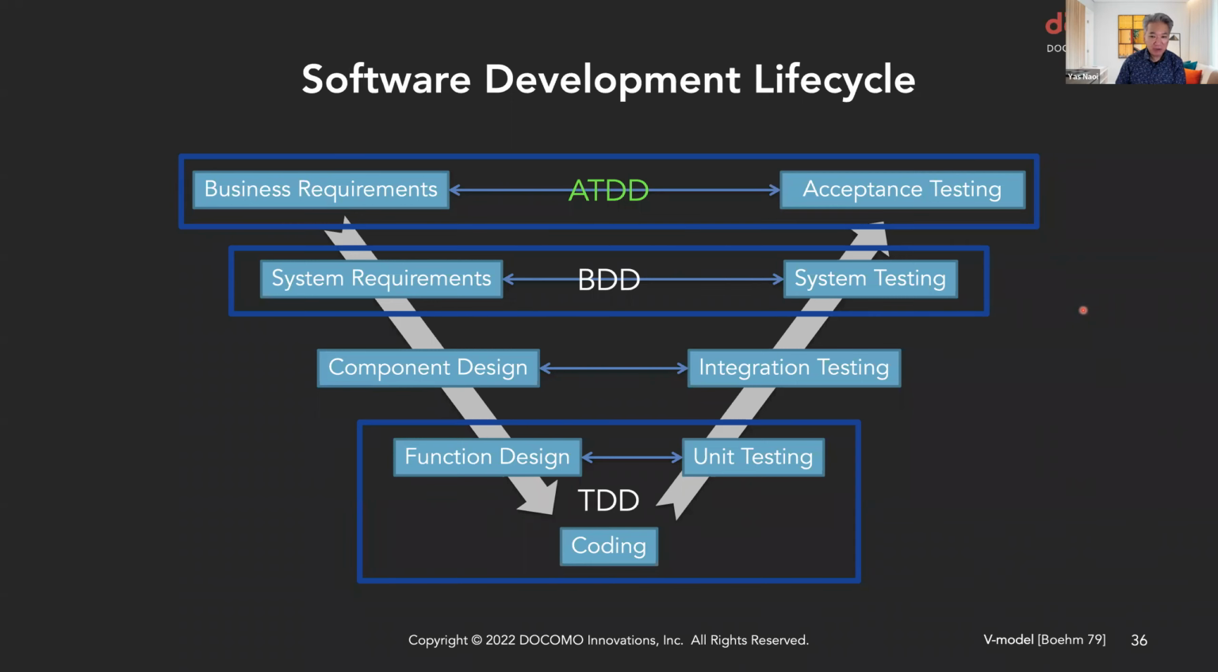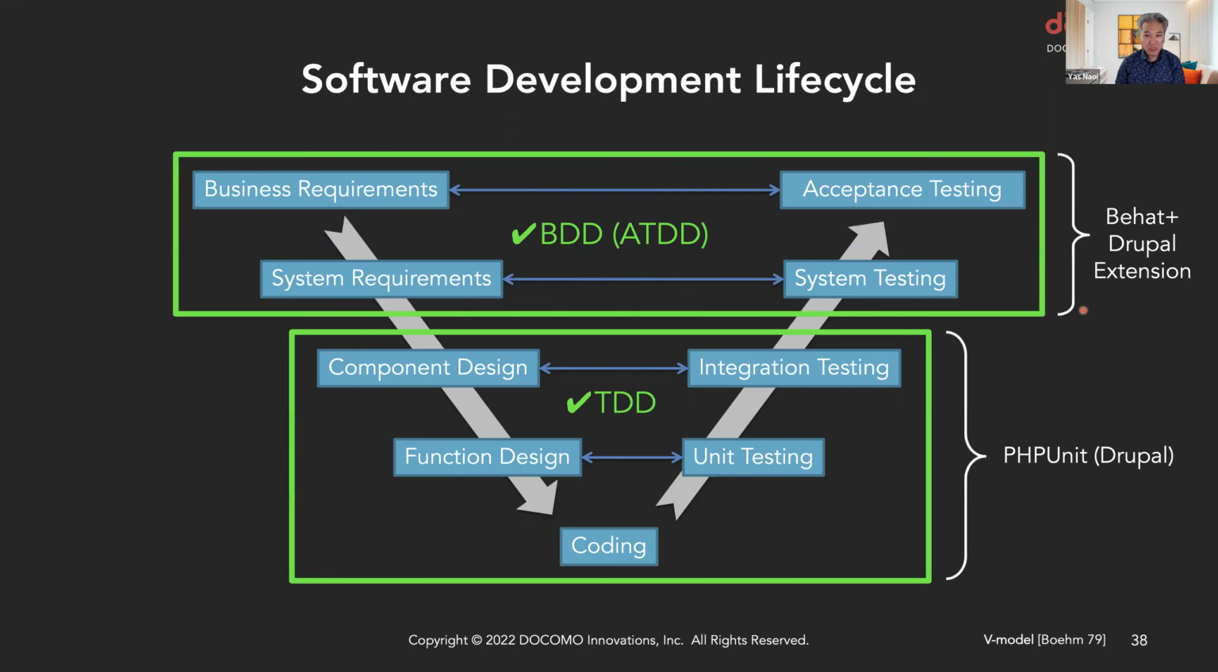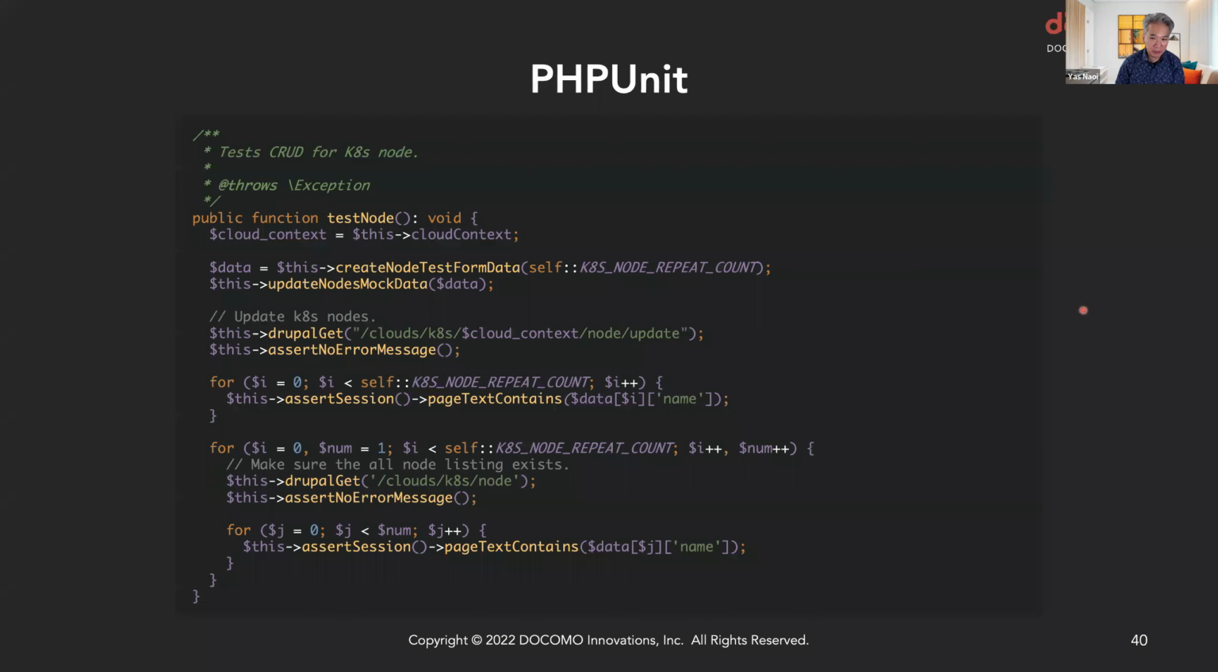So we have a couple of testing types, such as TDD, BDD, and ATDD. In Drupal, PHPUnit, also known as simpletest, covers unit testing and integration testing. We can achieve BDD by Behat and the Drupal extension that I will explain from now on. So I think you understand the position of TDD and BDD. Let us dive into BDD.